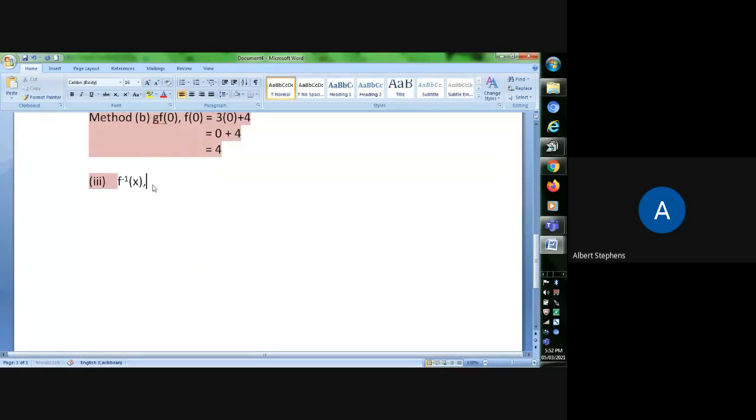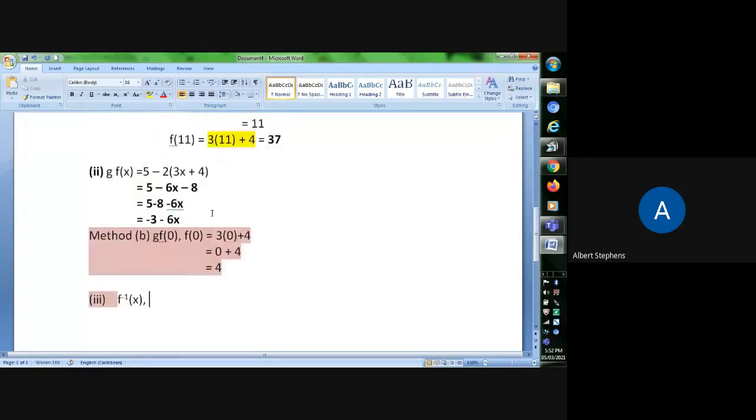To find F inverse x, first of all, we have to recognize that we're talking about F, the inverse of the F function. And the F function is 3x plus 4. All right. So what we do is say let y equal 3x plus 4.